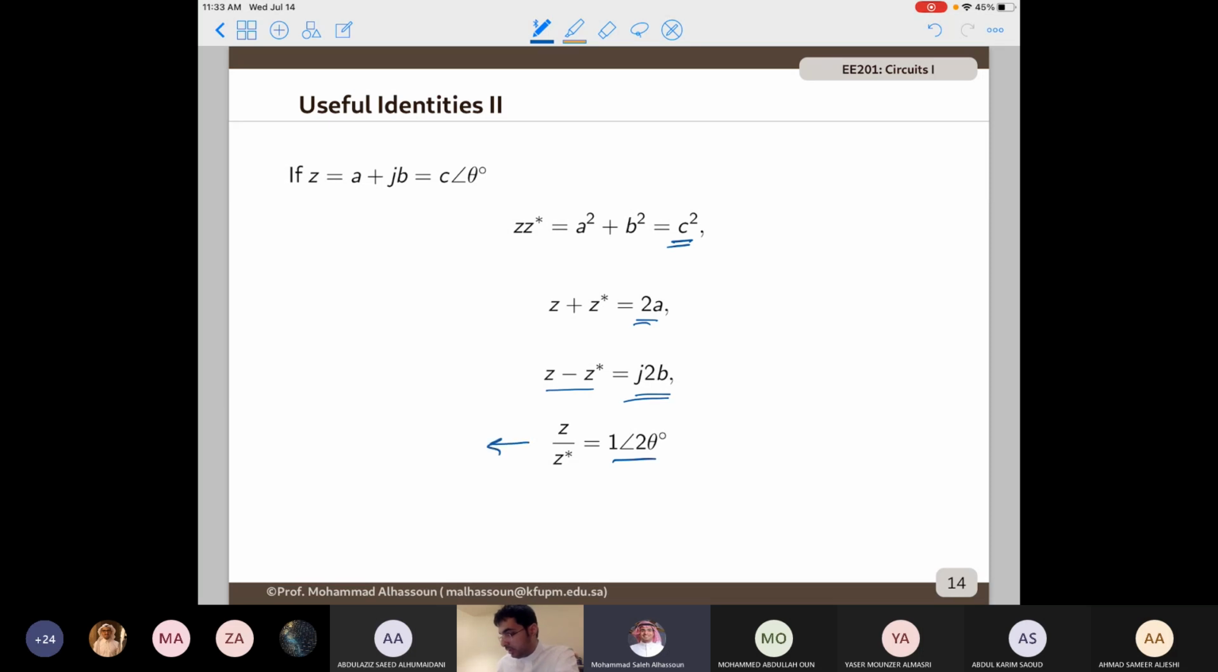So think about it this way. If you have a number, then it has an angle theta. The complex conjugate is going to have angle minus theta. So if you divide them, you will end up with 1, and the angle is theta minus minus theta, because that's exactly what you did.